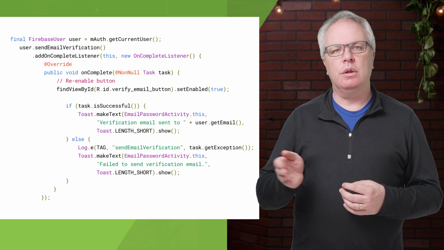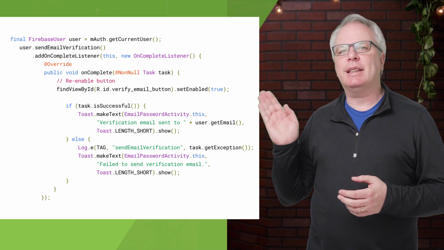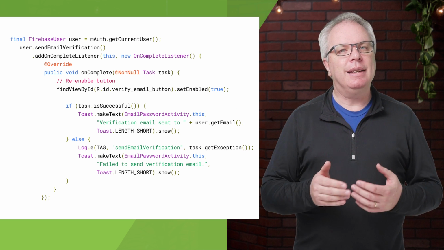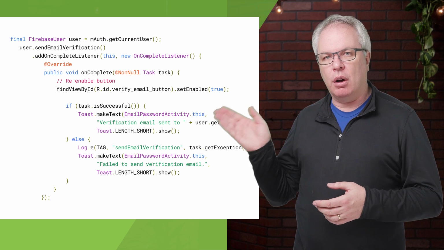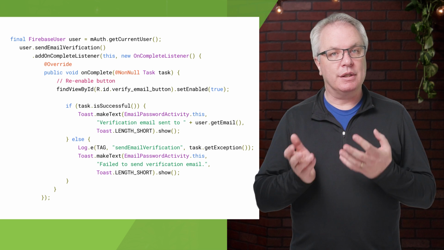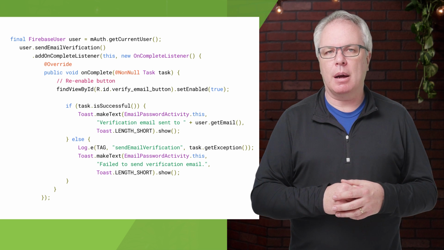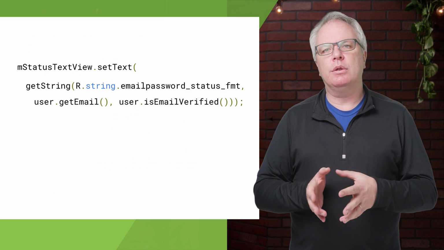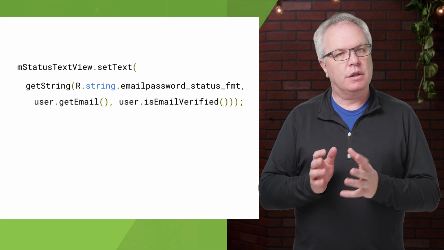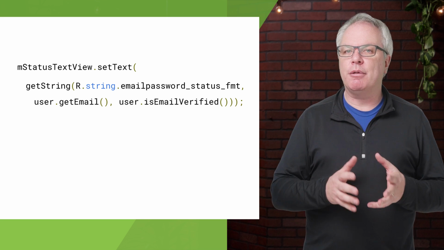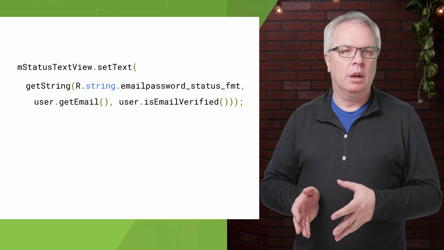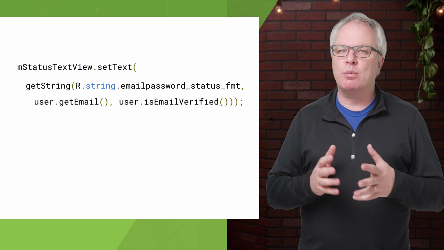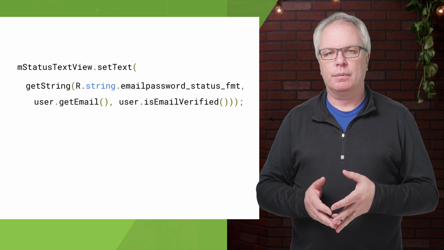In this case, the user is retrieved from mAuth.getCurrentUser, and the send email verification method is then called on that. When the task is successful, you'll see a toast that pops up. After the user clicks on the link in the email, subsequent calls to user.isEmailVerified will return true. Here's how it's used in the sample app to render the text that we saw earlier.